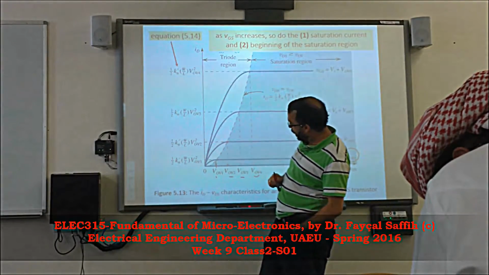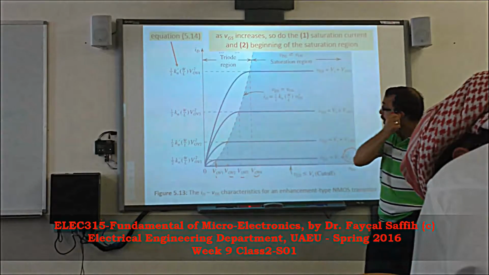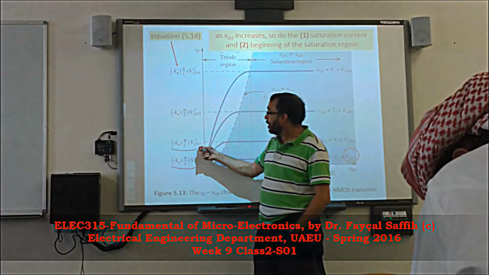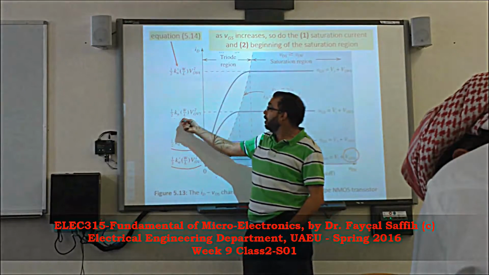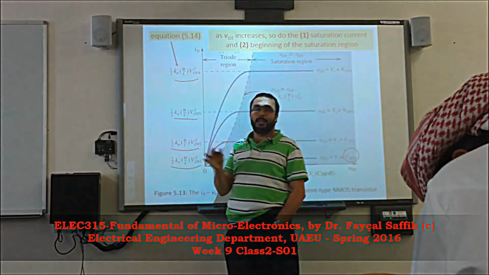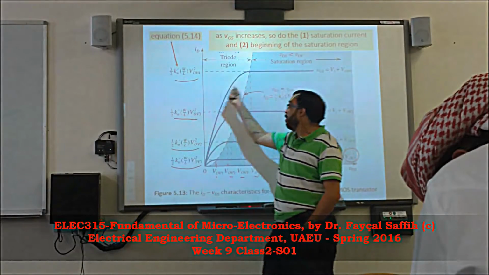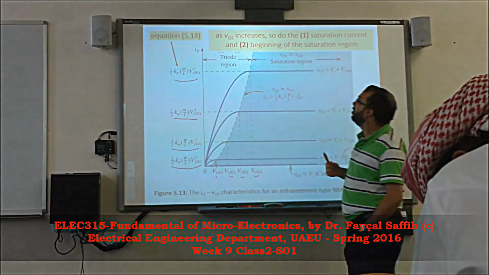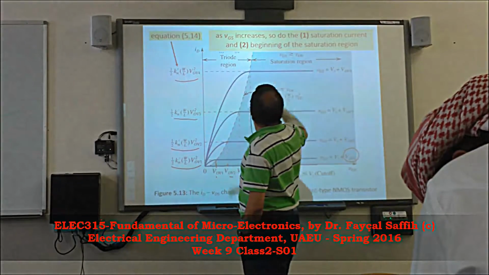And the curve for the triode is definitely a quadratic, and we have the equation for the quadratic. But for the saturation, as you can see, there is no mention of VDS. The current is constant, independent of VDS, just dependent on the overdrive. So that's why it's constant. This is basically, in a nutshell, what's going on: the triode and the saturation.